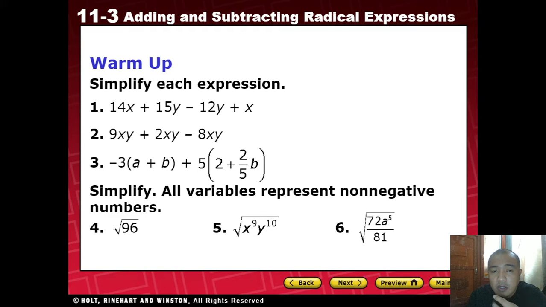Number 1, simplify each expression. 14x plus 15y minus 12y plus x. What's your answer? The answer is 15x plus 3y. Correct. So in this number, you just add the similar terms, right? Similar terms. 14x plus x is 15x. 15y minus 12y is 3y, positive 3y.